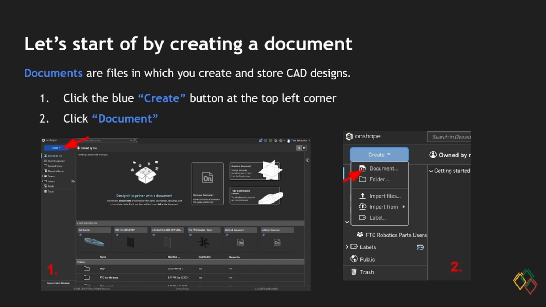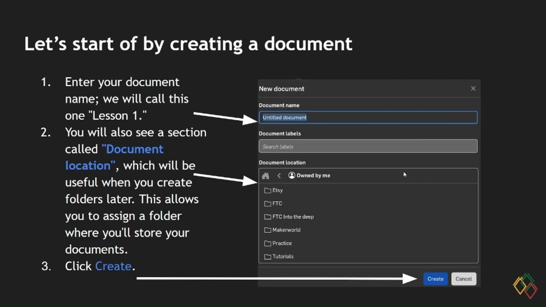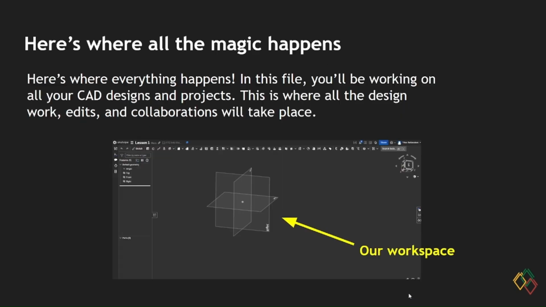So let's start off by creating a document. So what are documents? Documents are files in which you create and store CAD designs. And right now, if we click the blue create button at the top left corner, and then this menu pops up, we'll click document. This menu will pop up and we'll enter in our document name as lesson 1. Also, here you can see a document location. This just shows folders in which you can add your files, and we'll create a folder later. So just enter your document name and then click create.